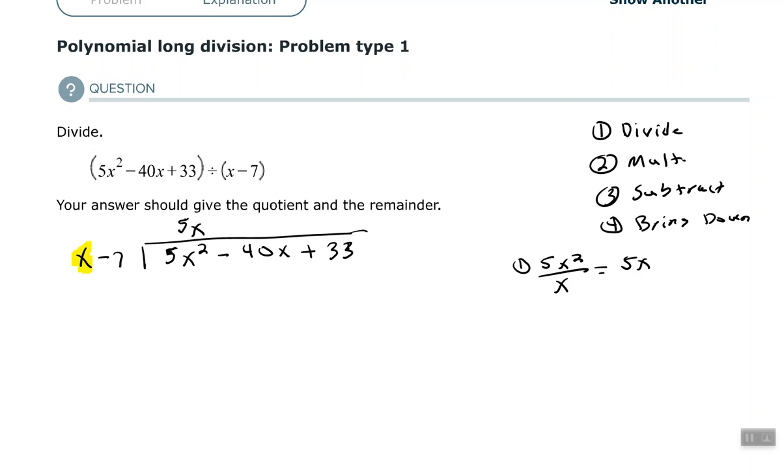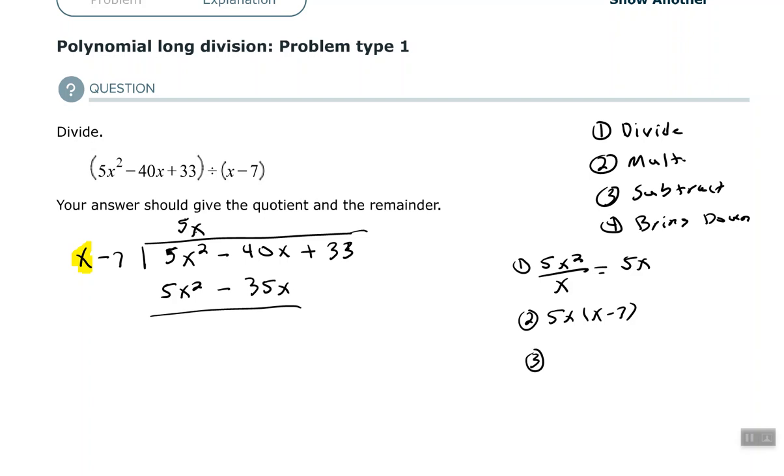The next step is to multiply. Whatever you get from step 1, you multiply times the outside, the x minus 7. Okay, so 5x times x is 5x squared. And then 5x times negative 7 is negative 35x.